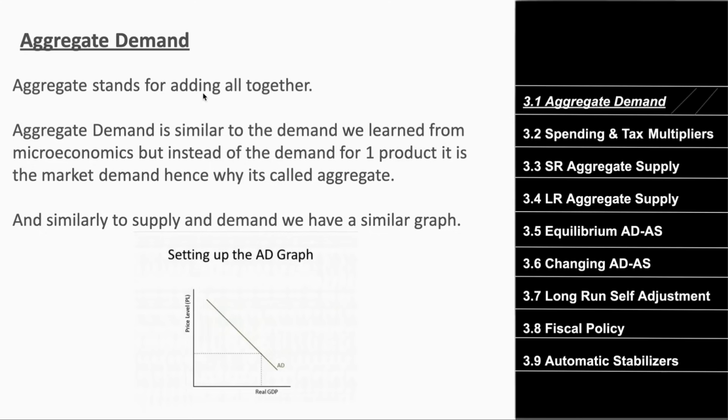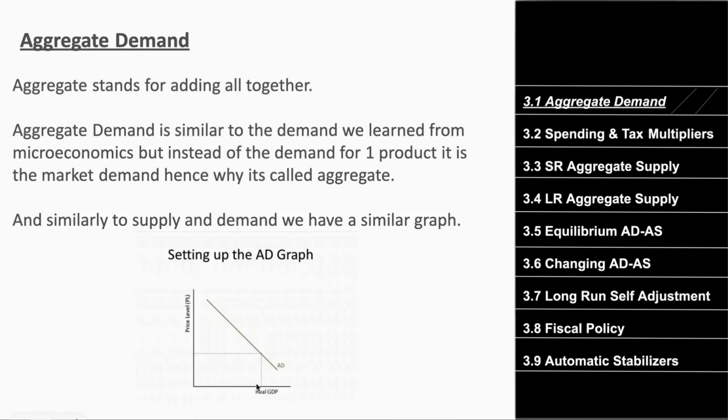The difference with this aggregate demand is it's aggregate. Aggregate stands for adding all together. So this is the demand for all products across an entire nation. So in microeconomics, it would be the demand for one specific good at a company. Here, it's the demand for like mangoes across the entire U.S. While in microeconomics, it would be the demand for mangoes at Amazon or for Amazon. So in microeconomics, it's kind of small economic units. In macroeconomics, we're talking about the demand for all the goods across an entire nation.